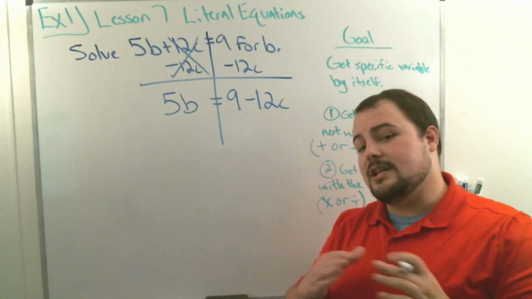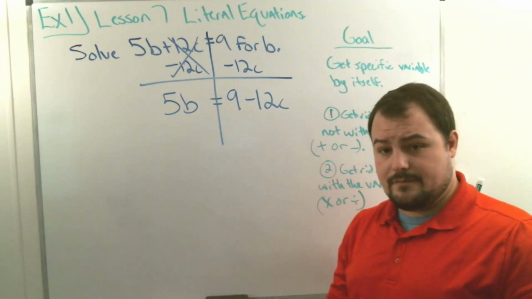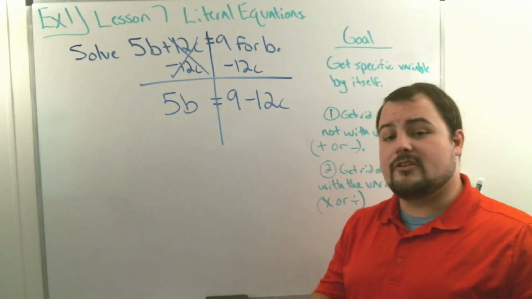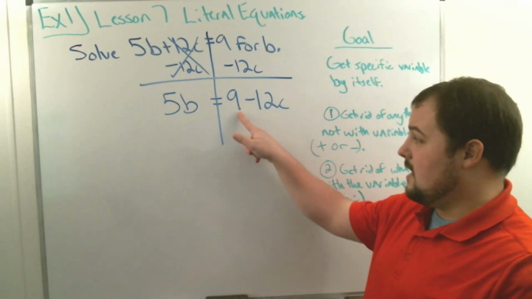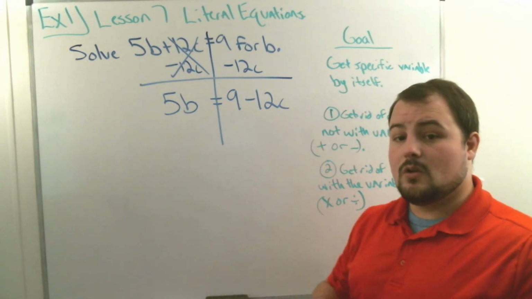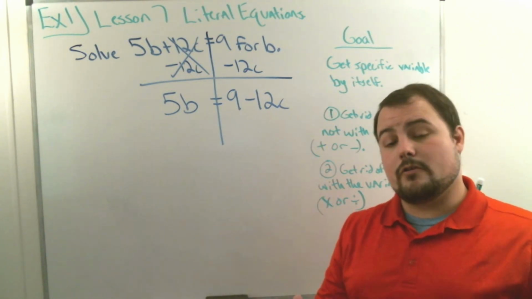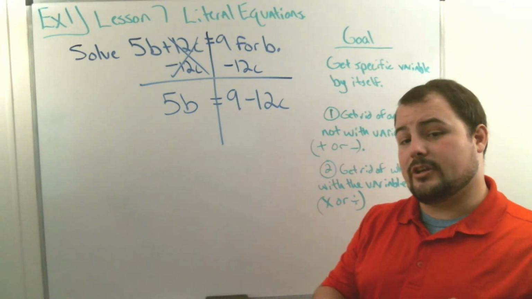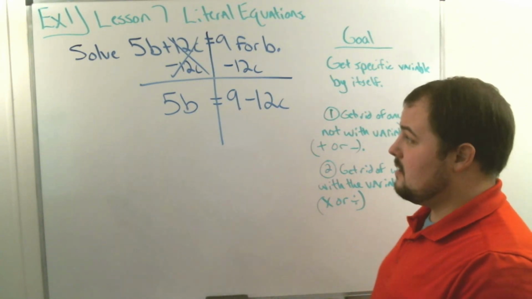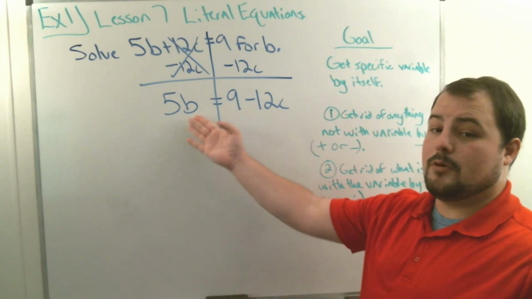Remind yourself, you cannot put these numbers together. In order for them to go together, they have to be like terms. 9 is not like 12c. One has a variable c, one has no variables. So they are not like each other, so you cannot put those together. Now, we look at our variable b.